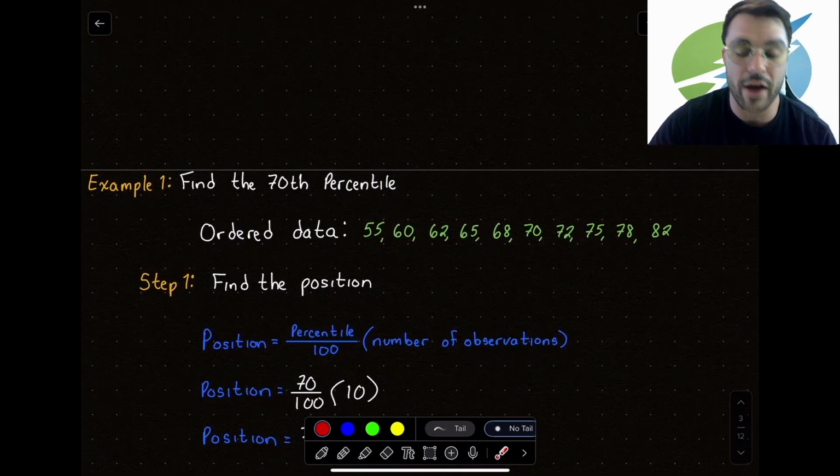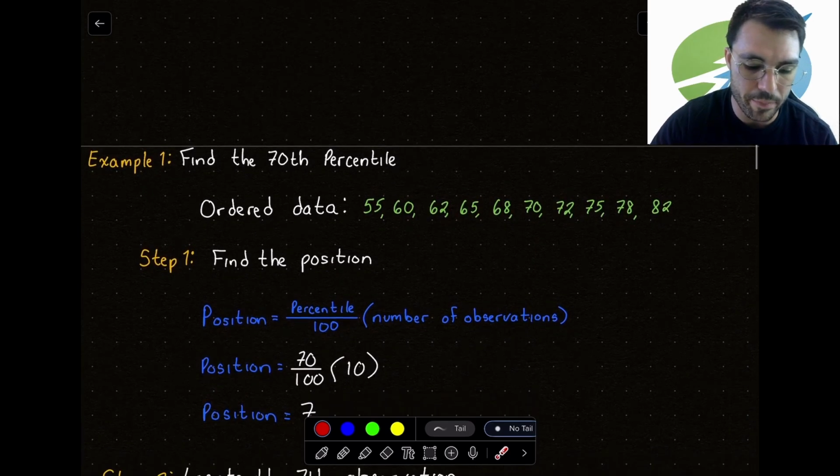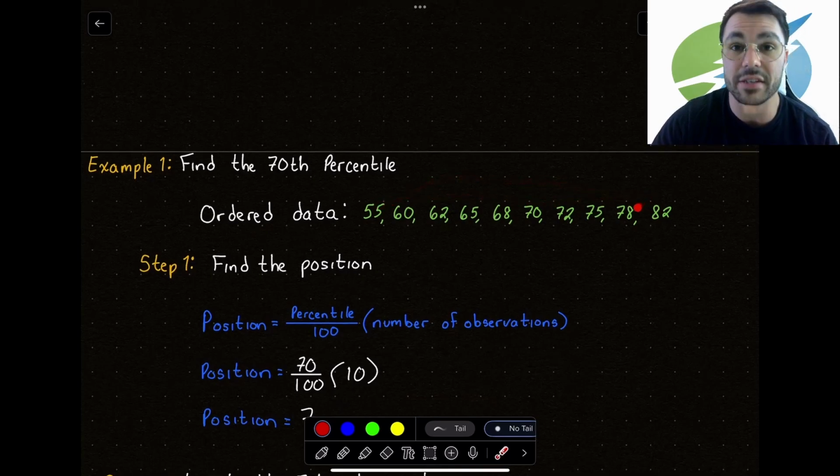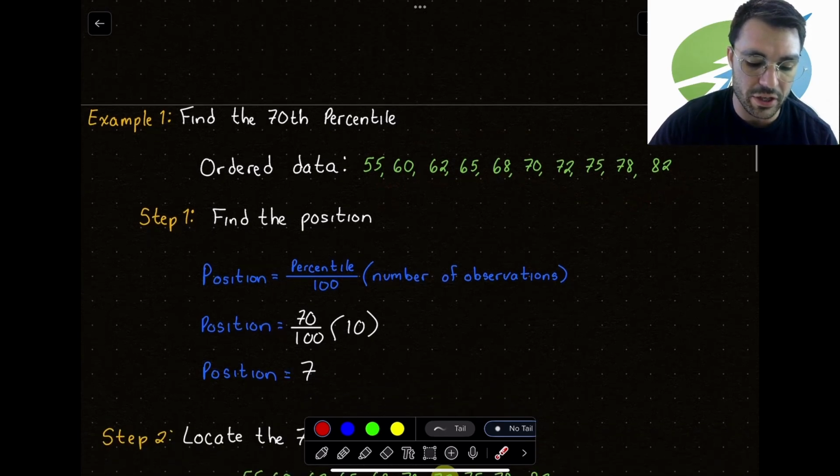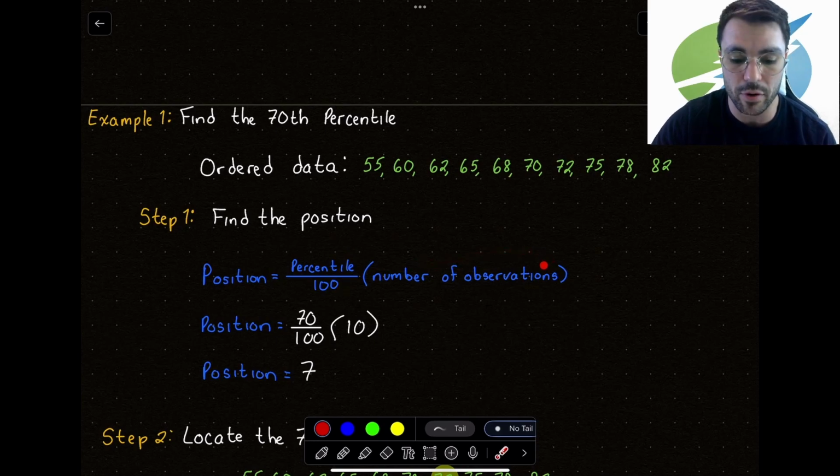Example one, find the 70th percentile. Here's our data set, and it is given to us in ascending order. We always want to make sure our data sets are in ascending order. Our first step is to find the position. The position is given by this simple equation: the position equals the percentile that we're given divided by 100 times the number of observations.